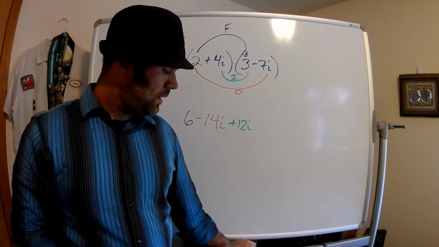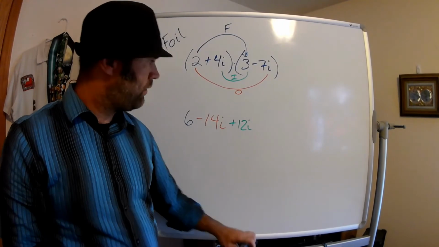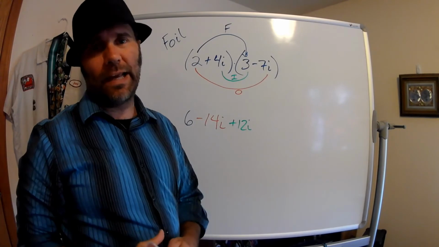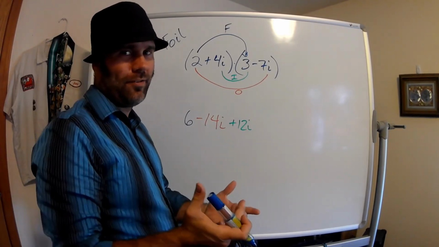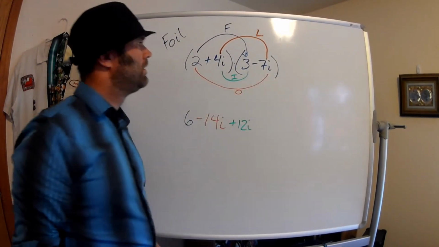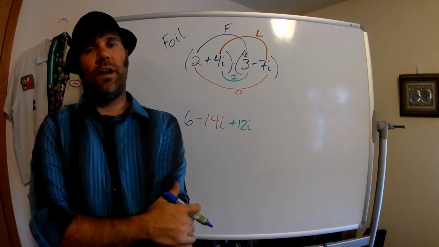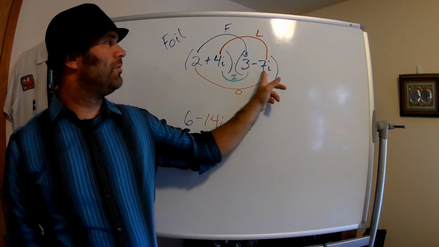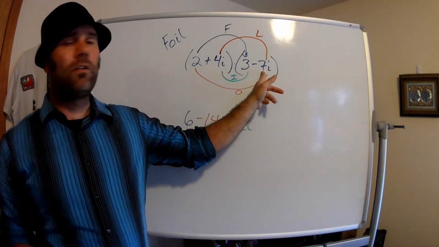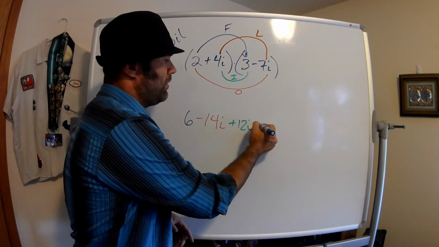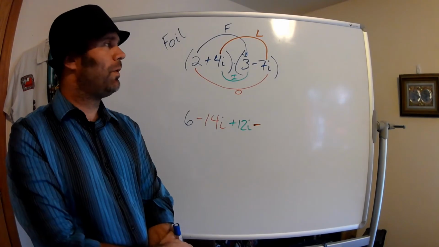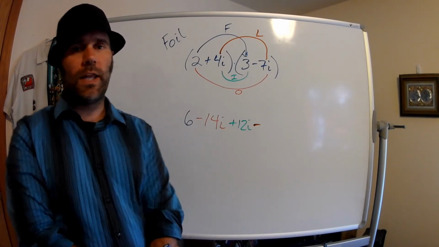So the last is L in FOIL. The last number in the first group and the last number in the second group. So it's first, outside, inside, last. The lasts are multiplied together last. 4i times negative 7i. So 4 times negative 7, well, that's going to give us a negative. A positive times a negative is a negative. And 4 times 7, 28.